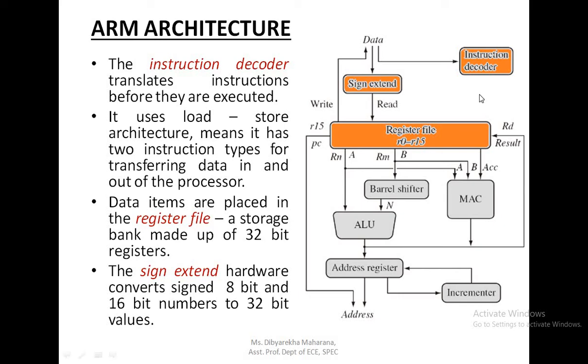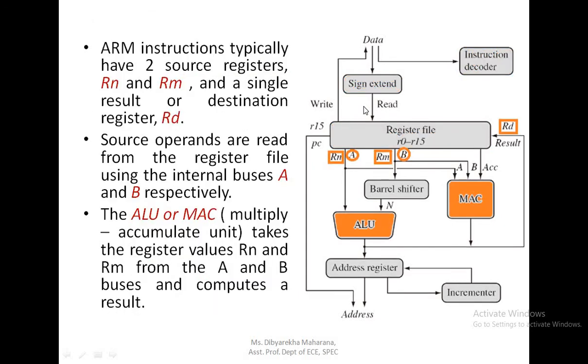Before coming to the register file, the sign extend is there. This hardware converts signed 8-bit and 16-bit numbers to 32-bit values. The ARM instructions typically have 2 source registers, Rn and Rm, and a single result or destination register, that is Rd. The source operands are read from the register file using the internal bus A and B respectively.